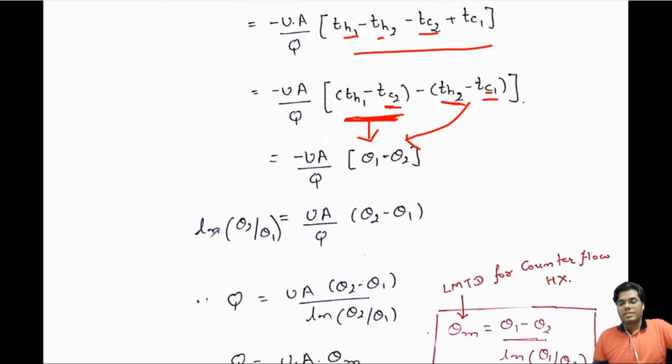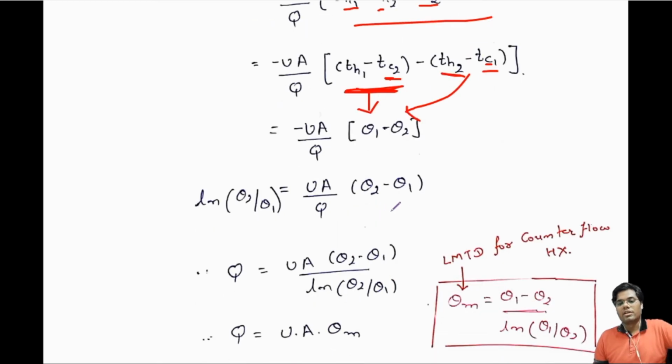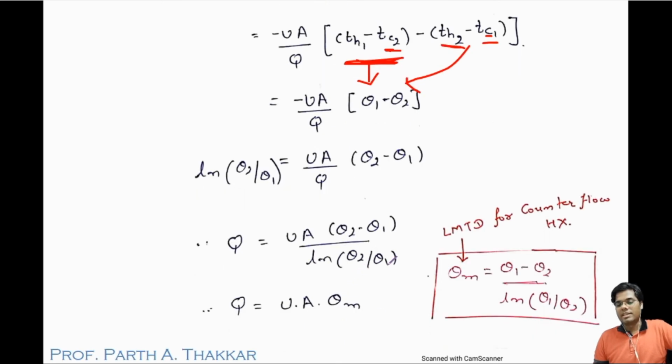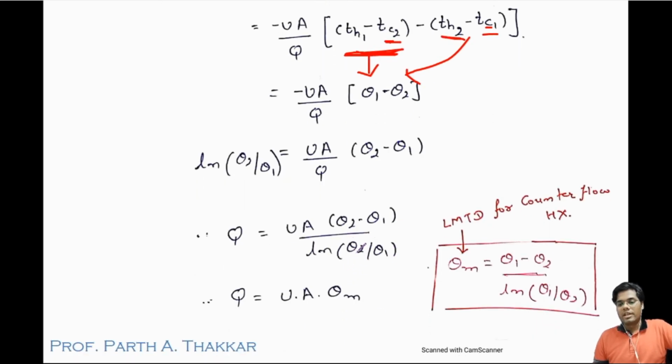So our final equation is ln theta 2 by theta 1 equals minus UA upon Q times the bracket; multiplying the minus into the bracket gives theta 2 minus theta 1, so we will get Q is equal to UA (theta 2 minus theta 1) upon ln theta 2 by theta 1. We can write this equation by replacing (theta 2 minus theta 1) upon ln theta 2 by theta 1 with theta m, where theta m is the LMTD, the logarithmic mean temperature difference for the counter flow heat exchanger. The equation is the same as for the parallel flow heat exchanger.